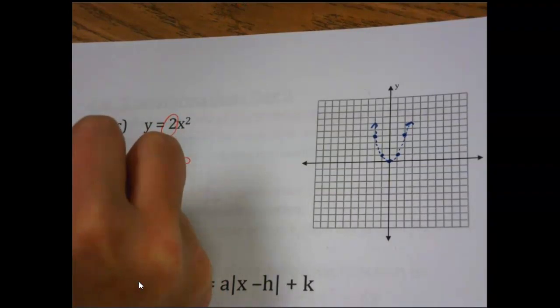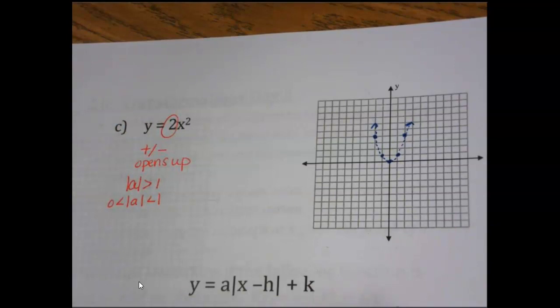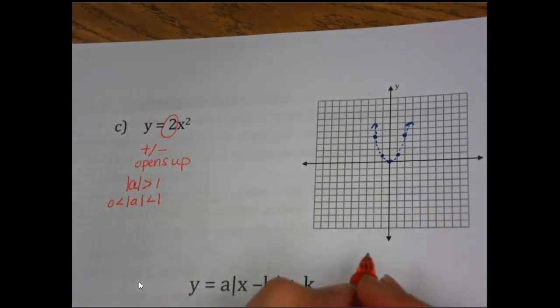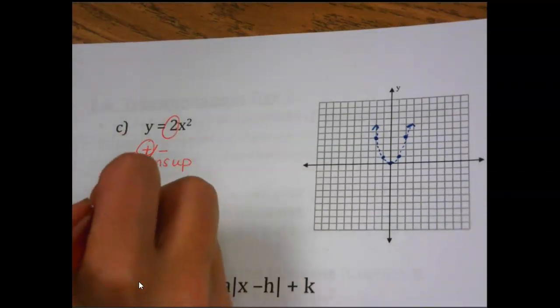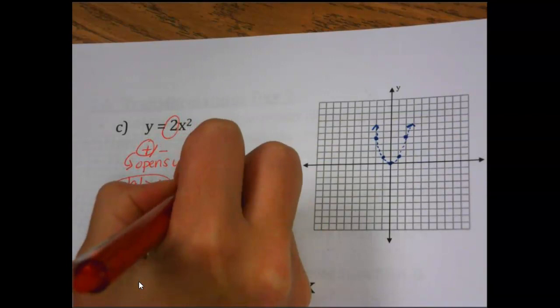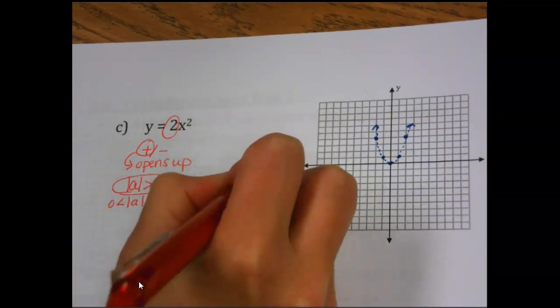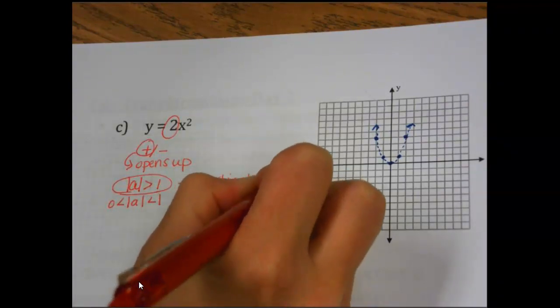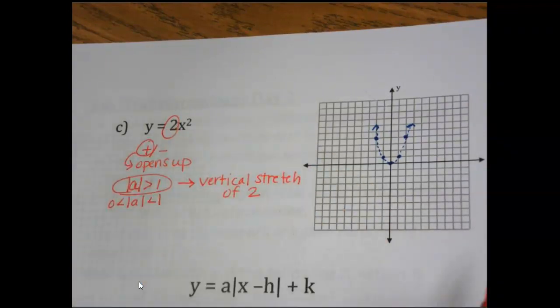Or is it between 0 and 1? So it's got to be one of those two options. So this one was positive, so we know it opens up. This one is obviously greater than 1, which tells us that it's a vertical stretch of whatever that number is. So in this case, it would be of 2. So when you're asked to describe the transformation, we'd say vertical stretch of 2.